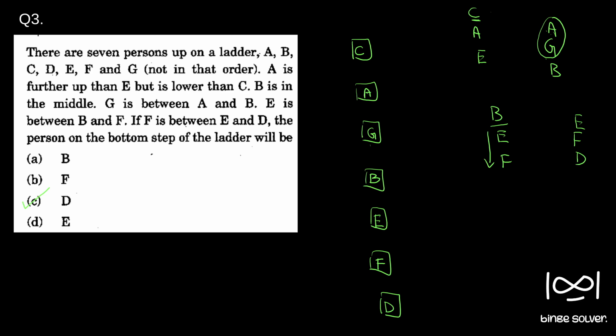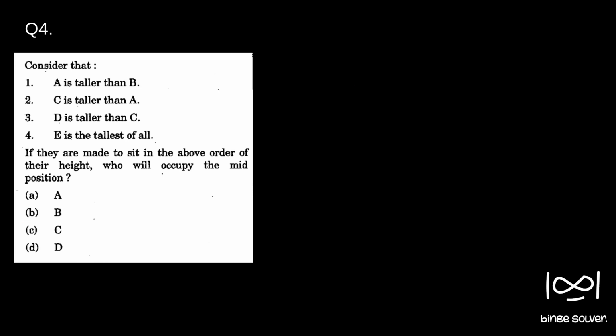Question 4. Consider that A is taller than B, C is taller than A, D is taller than C, E is the tallest of all. If they are made to sit in the above order of their height, who will occupy the middle position? So we'll just write: A is taller than B, C is taller than A, D is taller than C, E is the tallest of all. So the middle person is C. So the correct answer is option C. That is the solution to question 4.